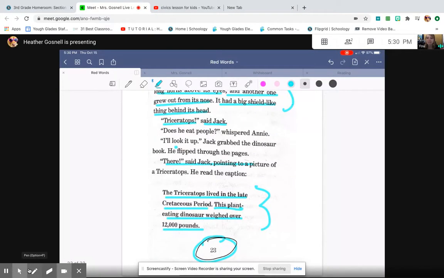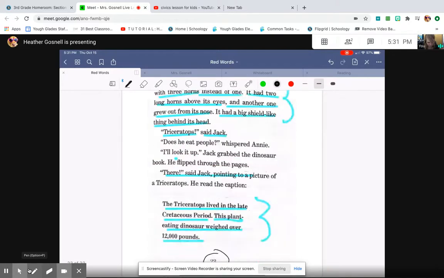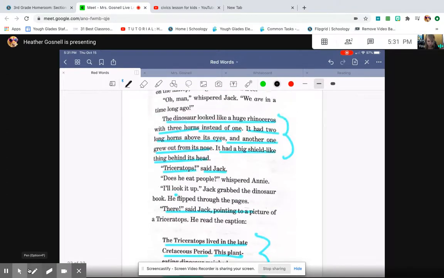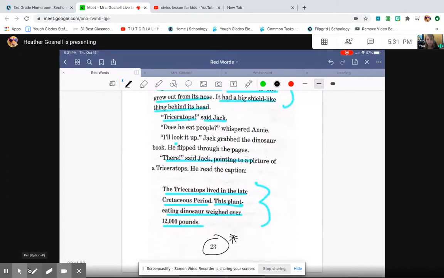That's why text evidence is so important and so useful. It's so useful because you can just pull out the book or the text that you're reading and grab your answer straight from it. Like I said, this is on page 23 of your novel. So you're going to need to pull that out, and you're going to pull information from here to tell me what is a triceratops.